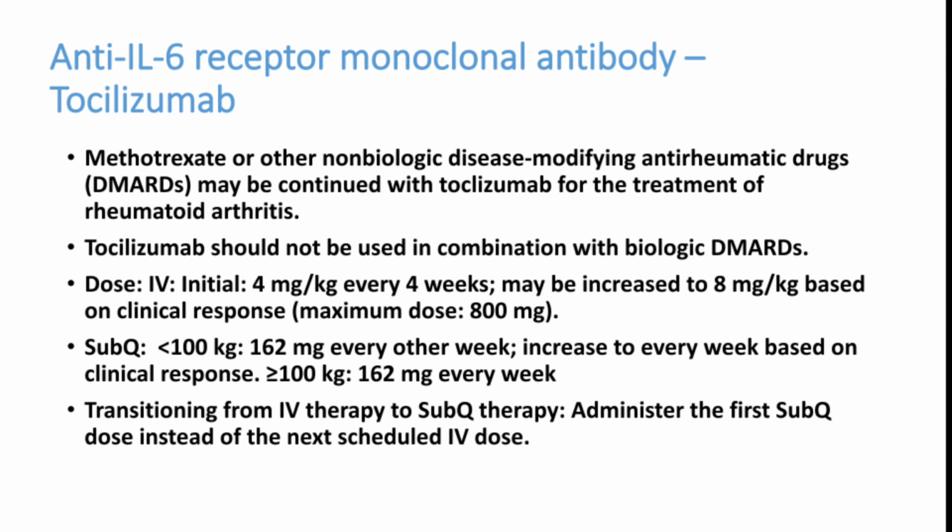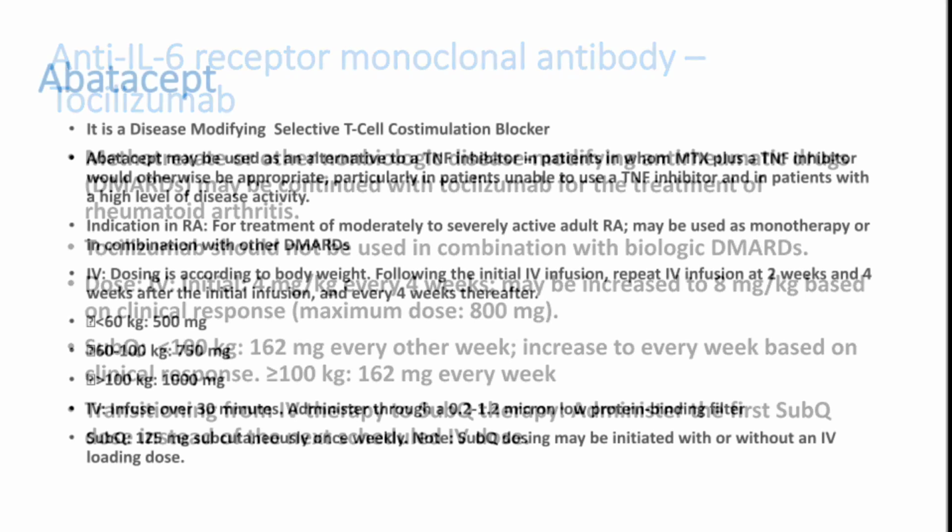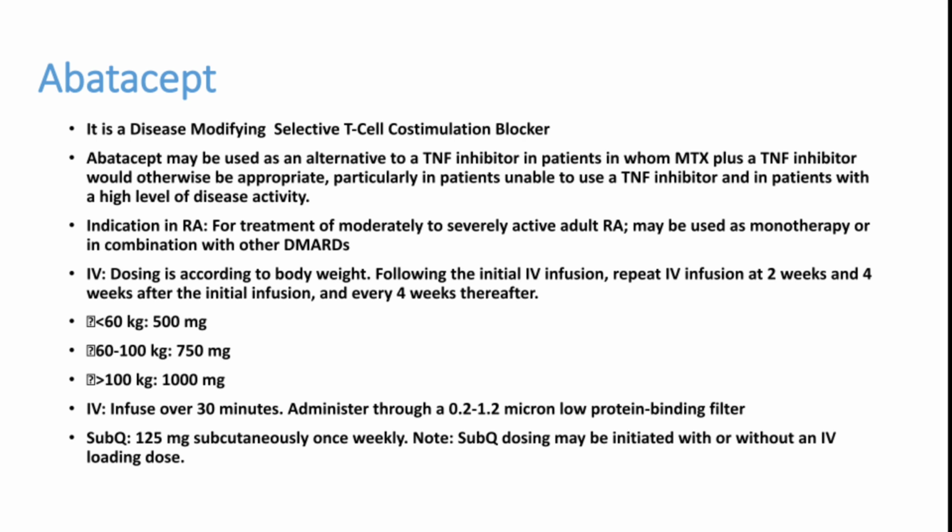Anti-interleukin 6 receptor monoclonal antibody, tocilizumab. The dose is initially 4 mg per kg every 4 weeks, which may be increased to 8 mg per kg depending on the response. Now there are different types of drugs. This is abatacept, where the IV dosage depends on the weight. It can be given as 500 mg for less than 60 kg, 750 mg for 60 to 100 kg, and 1000 mg for more than 100 kg. The dose should be done like that.